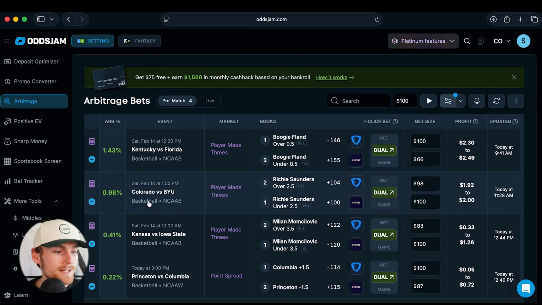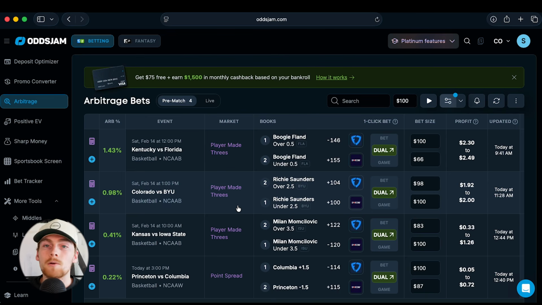and you can guarantee yourself risk-free profit. So here's an example in Colorado versus BYU, college basketball in the player made threes market. We could take Richie Saunders over 2.5 made threes at plus 104 on FanDuel, and we could take the under at plus 100 odds on Sportsino. Now, if we put $98 down on FanDuel and $100 down on Sportsino, we're going to win either $1.92 or $2 no matter the outcome. So Saunders could go over or under, and it does not matter to us. We will cash and make a profit either way because one of those two bets is guaranteed to hit.